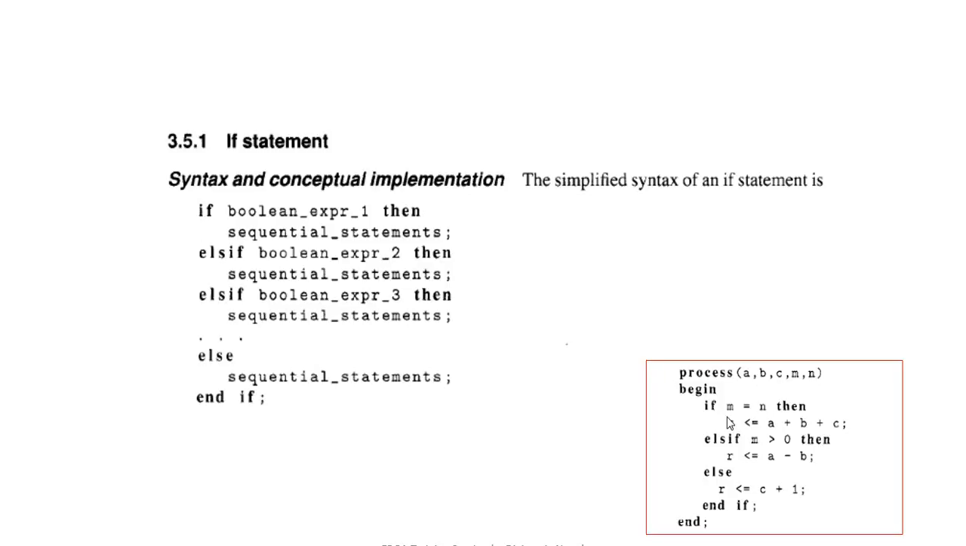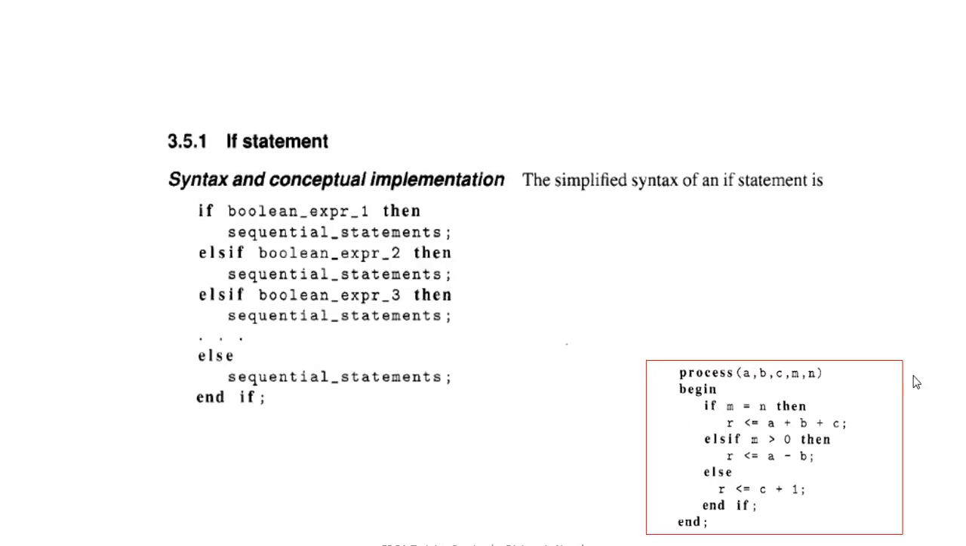We can have a short example. Process with A, B, C, M, N, which are inputs of this process. Process begin, because the if statement needs to be included in a process. This is a sequential statement, and a sequential statement can't execute in VHDL separately, so it must be included in a process or concurrent statement.